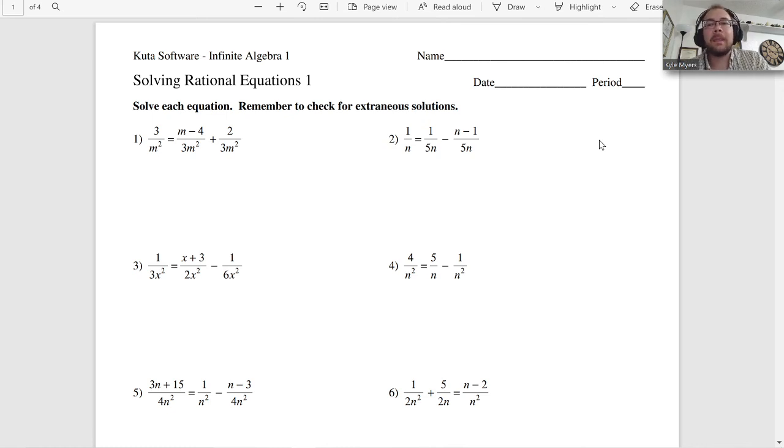This is solving rational equations 1, as in there's a 1 and a 2. The 2 is going to be harder. We're starting with the easy one today, and then next time we'll do the harder one.